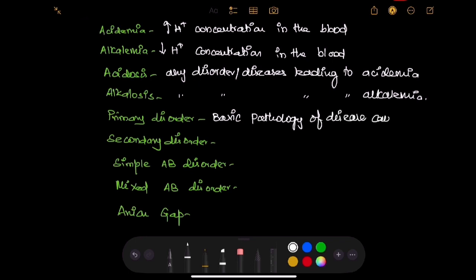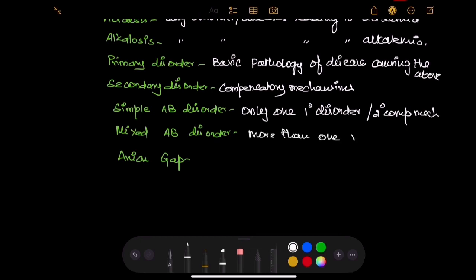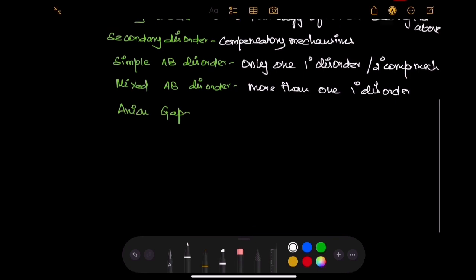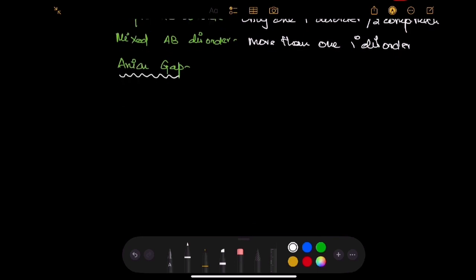The primary disorder is the basic pathological condition causing the acidosis or alkalosis. The compensating mechanism, be it buffer, renal or pulmonary, which is trying to compensate for the primary disorder-induced acidosis or alkalosis, is called the secondary disorder. A simple acid-base disorder is one where the ABG has only one primary disorder. If the ABG has more than one primary disorder, then we call it a mixed acid-base disorder.